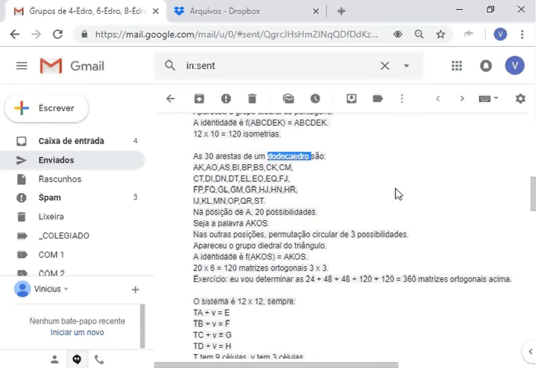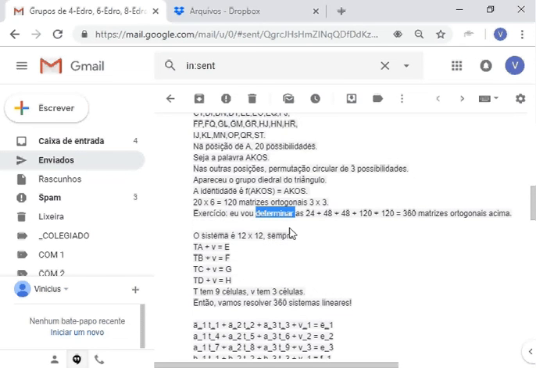Now the dodecahedron, it has 30 edges, A, K up to S, T. At the position of A, there are 20 possibilities from A to T. Let the word be AKOS. At the other positions, there is a circular permutation of 3 possibilities, the dihedral group of a triangle. The identity transforms AKOS to AKOS. 20 times 2 by 3, 20 by 6, 120 orthogonal matrices 3 by 3.